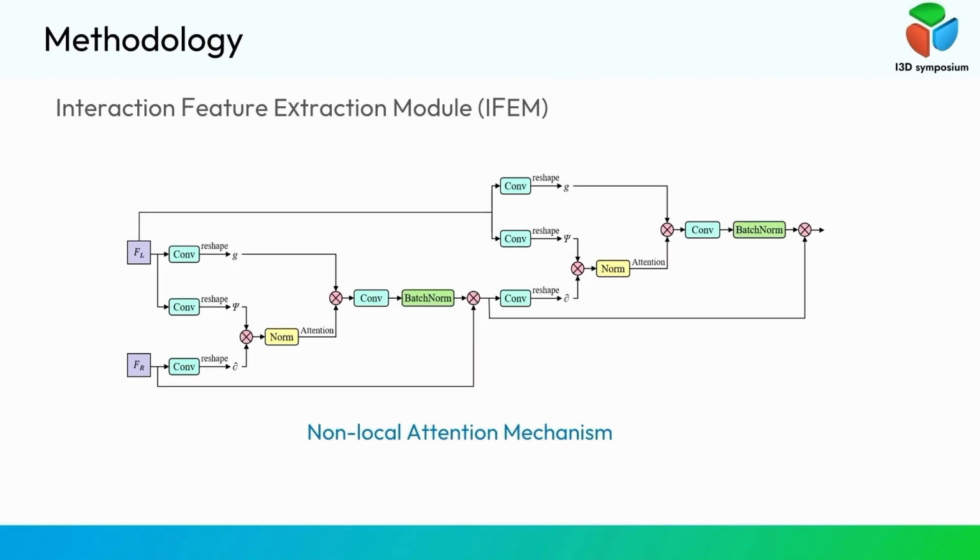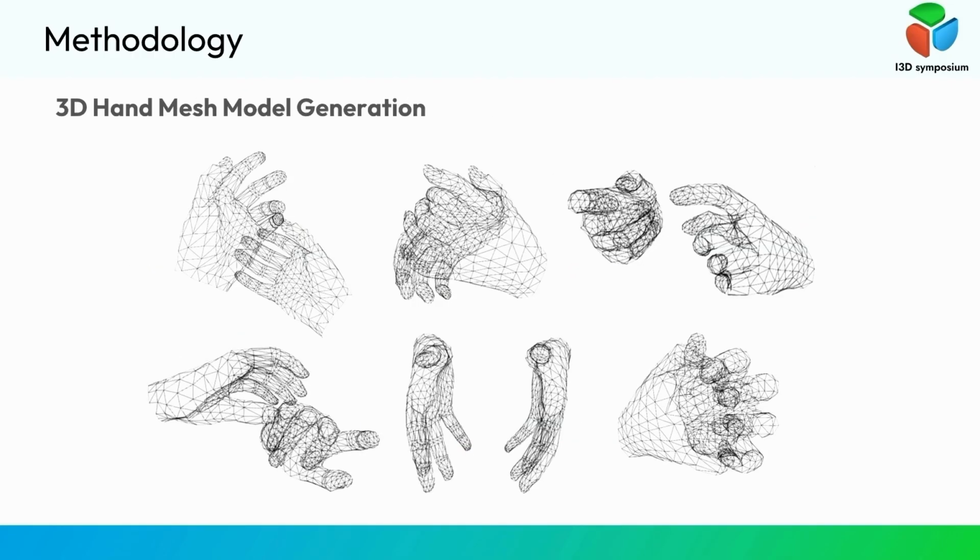The interaction feature extraction model also handles differences between the hands, such as size or movement, and captures temporal changes to improve dynamic understanding. In short, IFEM helps the model better understand how hands interact in space and over time, leading to more accurate 3D reconstruction.